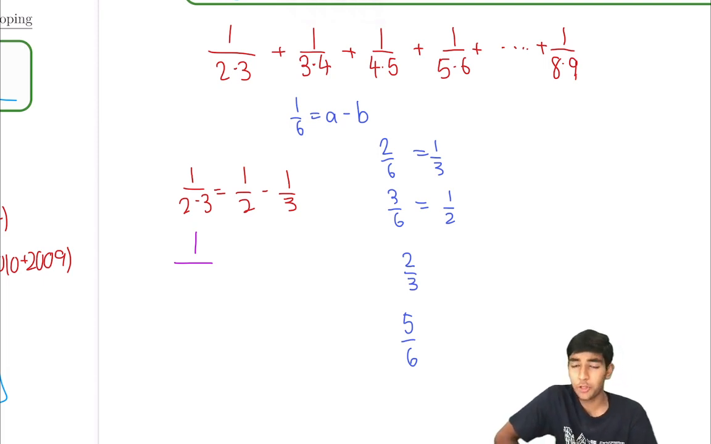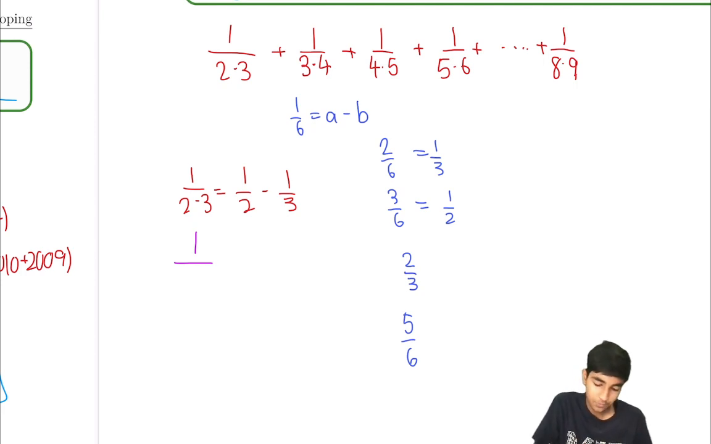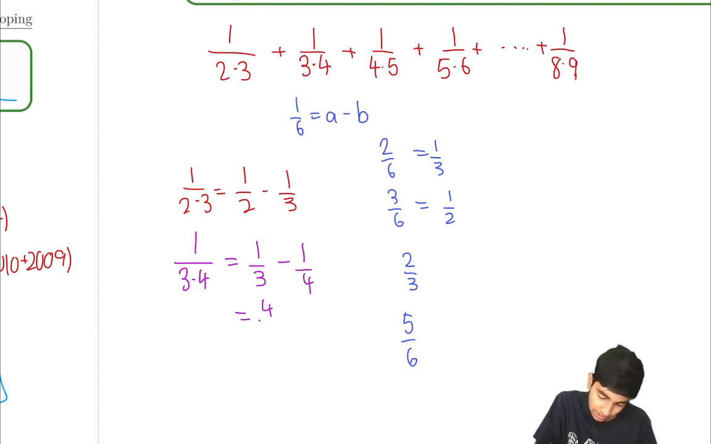Is 1 over 3 times 4 equal to a third minus 1/4? That is the question we're trying to ask here. And the answer is, indeed it is. 1 over 3 times 4 equals 1/3 minus 1/4, right? This is 4/12 minus 3/12, so 1/12.